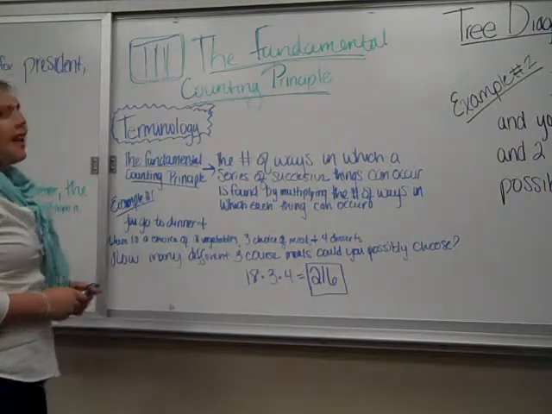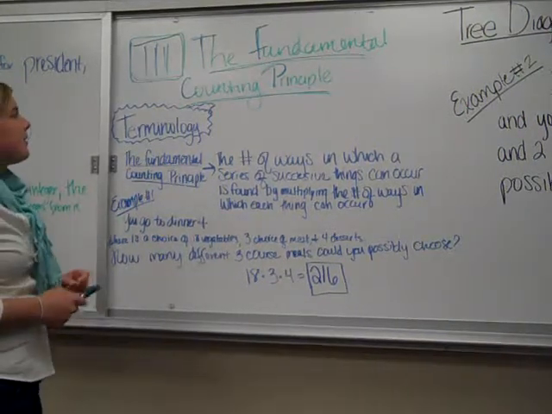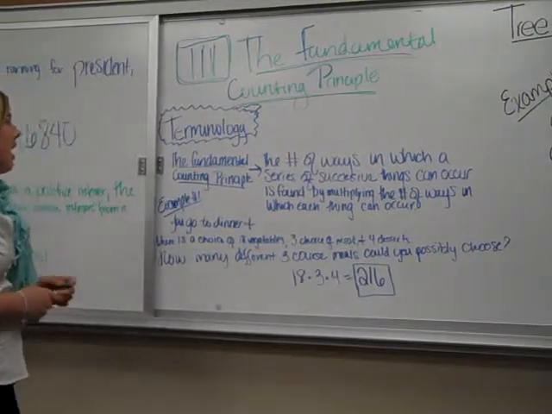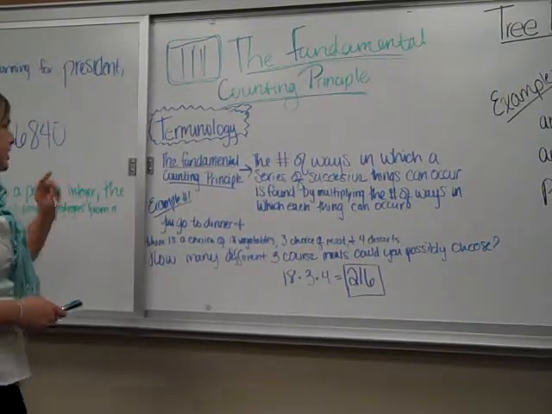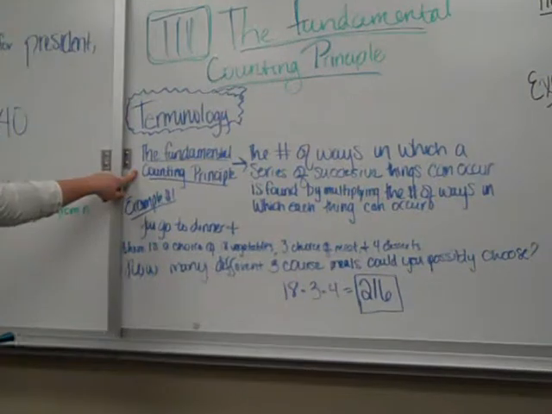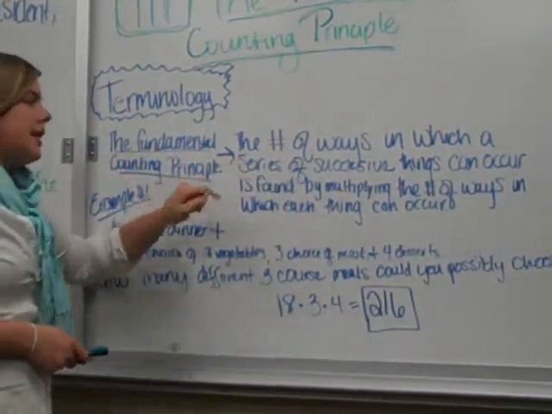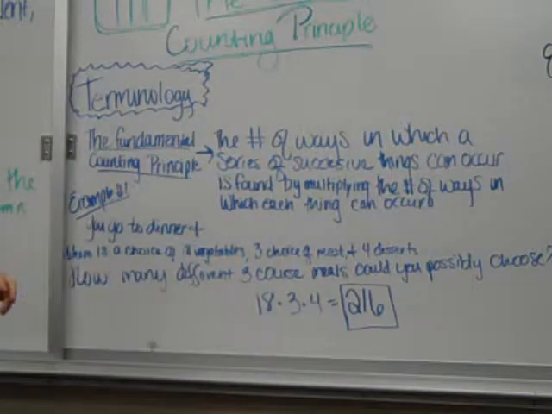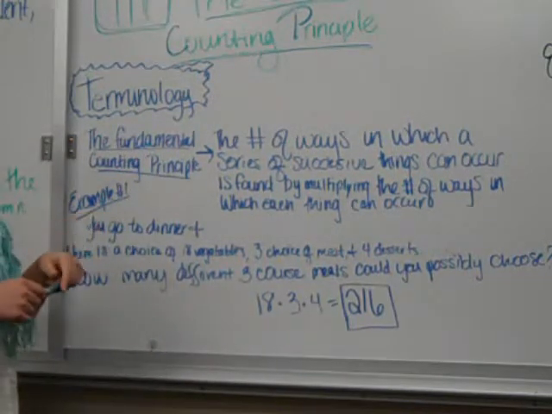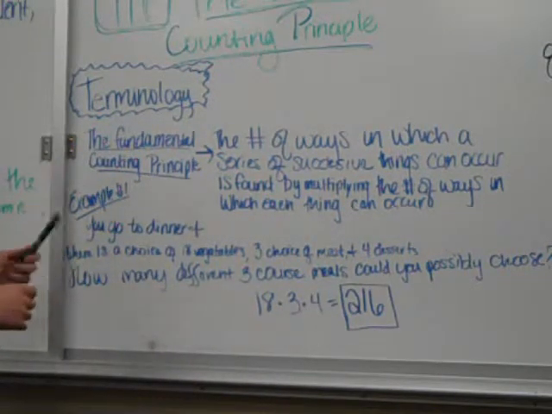Okay, so I had 11.1, which was the fundamental counting principle. Some terminology that you need to know from this section. The first one is the fundamental counting principle itself, which is the number of ways in which a series of successive things can occur, and it's found by multiplying the number of ways in which each thing can occur.